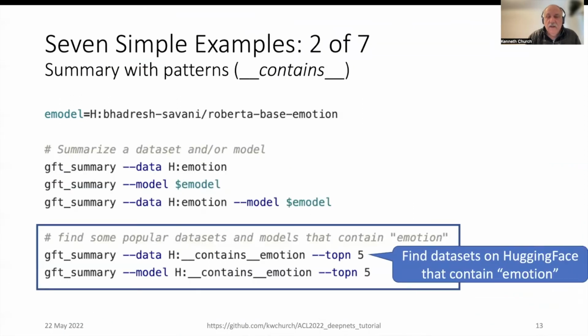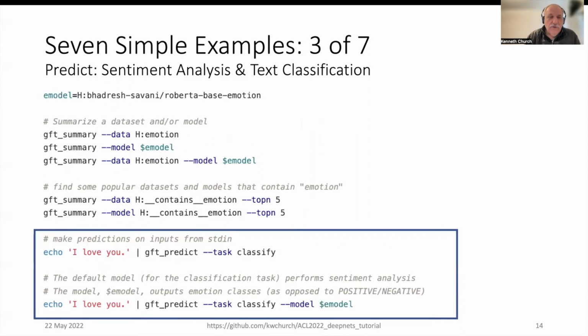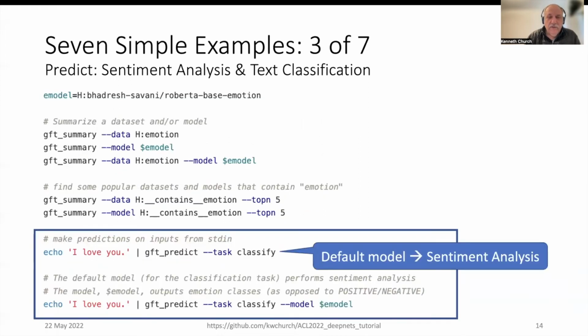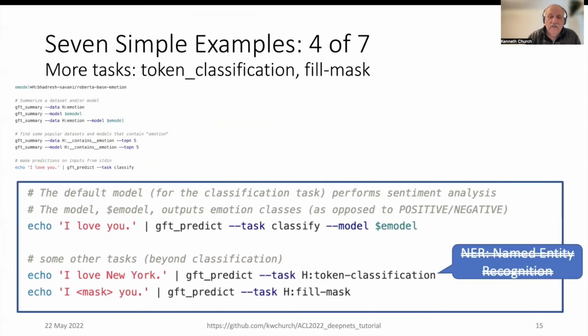The second example is that you can use this as a search engine. Go find me some data sets or models that have emotion in their names and sort them by popularity. Predict is, well, we saw some examples of that. The default model does sentiment analysis, but if you specify a model, say an emotion model, then you get emotion classes. This is named entity recognition.